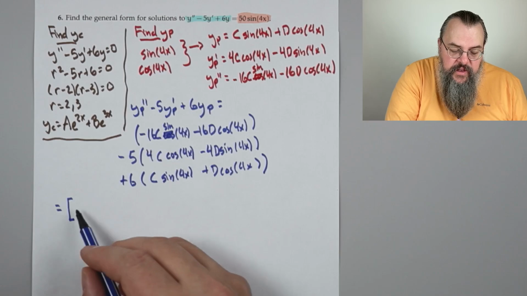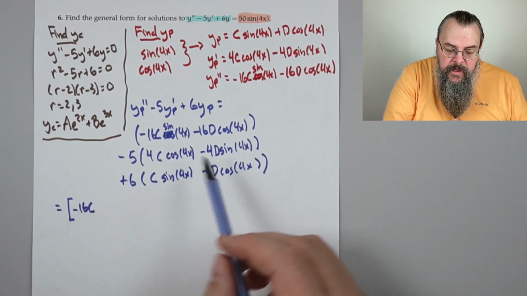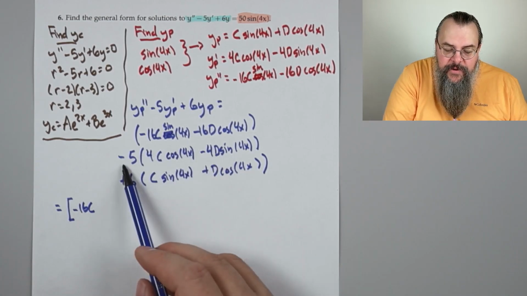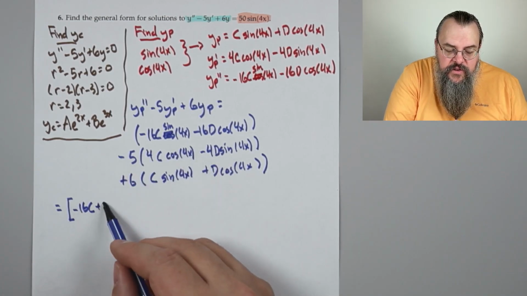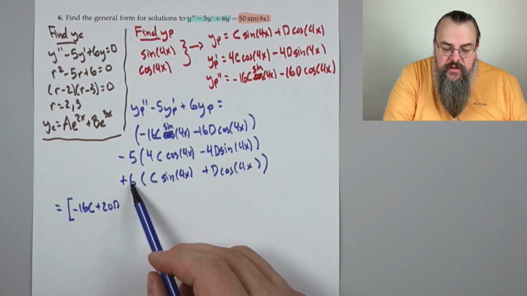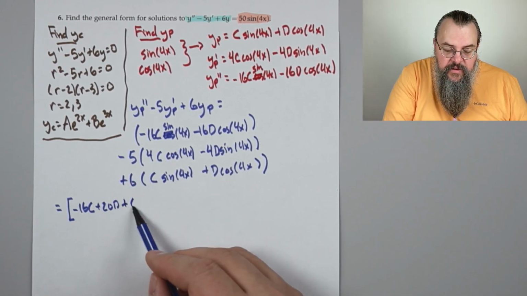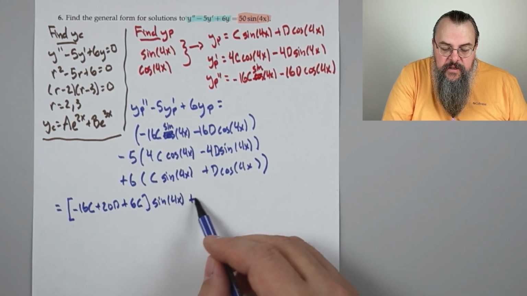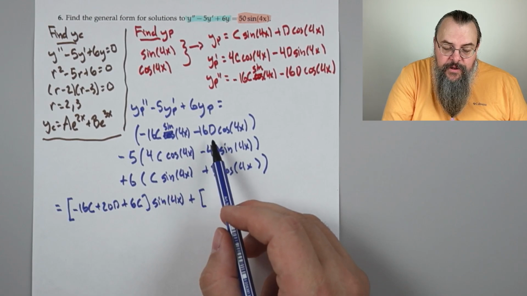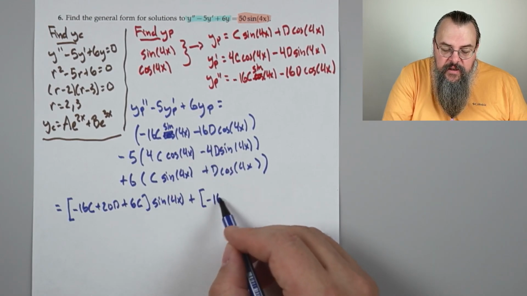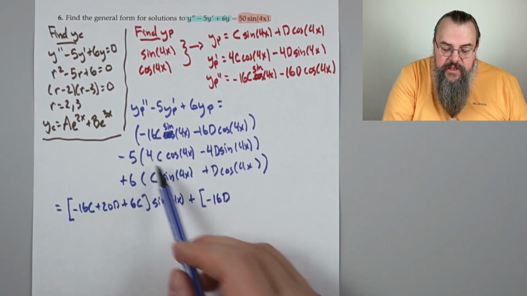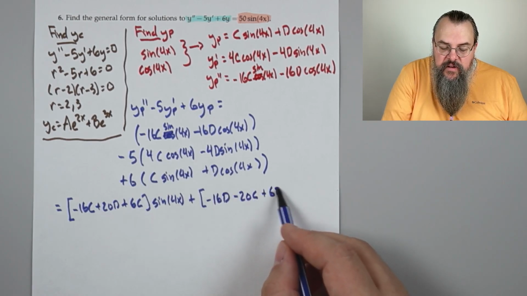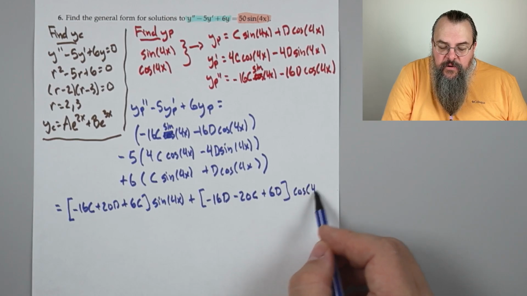We have minus 16c, and then here, don't forget about that minus 5, so minus 5 times minus 4d is plus 20d, then 6 times c. So there are our sine of 4x terms. And then, how about our cosines? Well, we have minus 16d, and then minus 20c, and then plus 6d, cosine 4x.